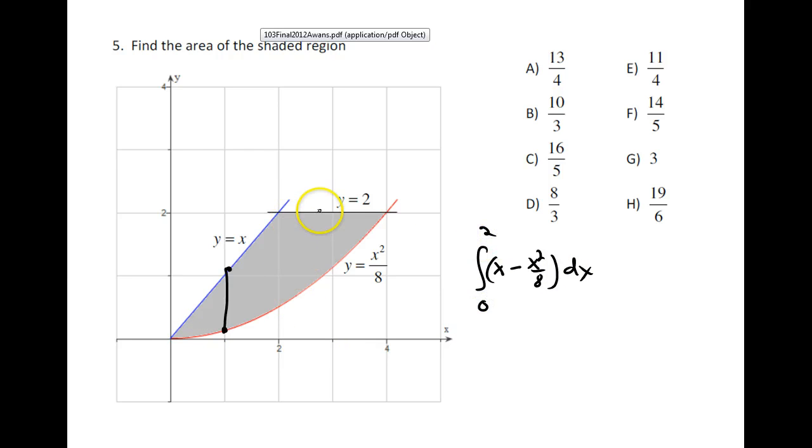But then when you get to 2, it switches. The upper curve is now something different. When you get to 2, the upper curve switches, and the upper curve is now 2. The lower curve is still the same, x squared over 8. Do these two separate integrals and you'll get the answer.